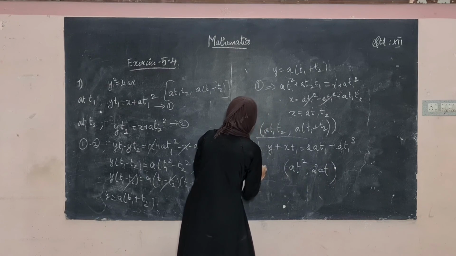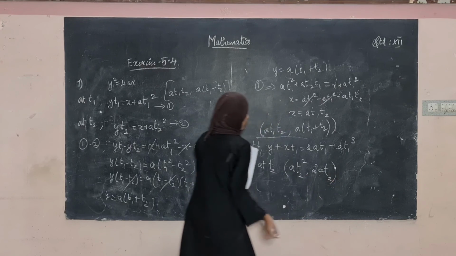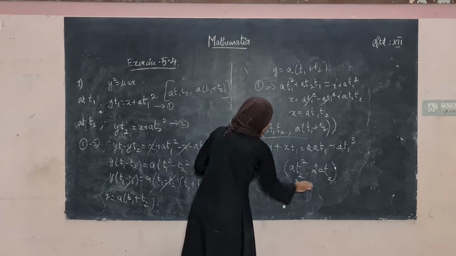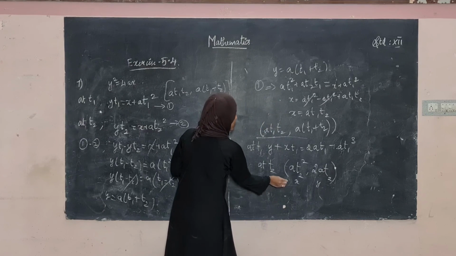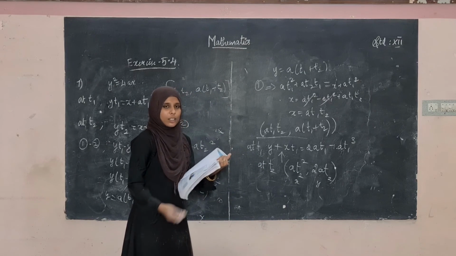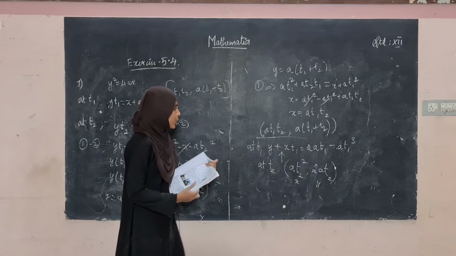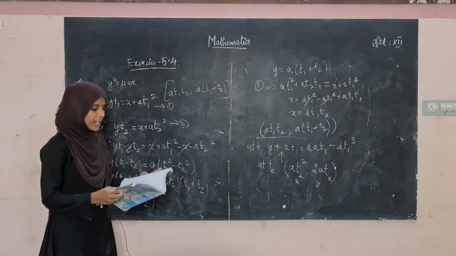So the point of contact at T2, we are changing this as a T2 square and 2a T2. Now you have to take this as x and this as y and substitute this in the equation, and you will get the answer T2 equal to minus T1 plus 2 divided by T1. So this is going to be the assignment for you. The 8th sum is the assignment for you.